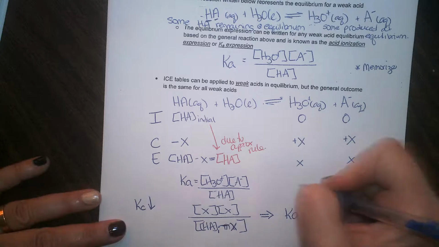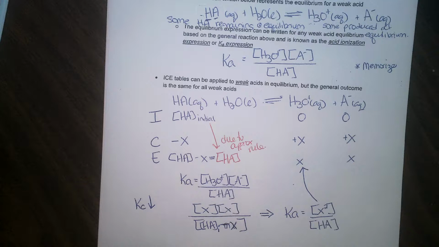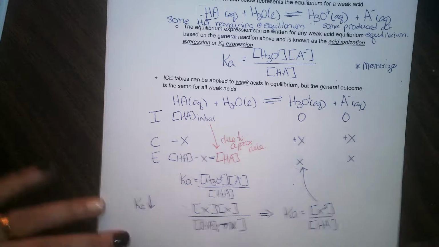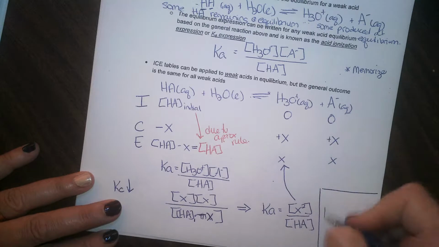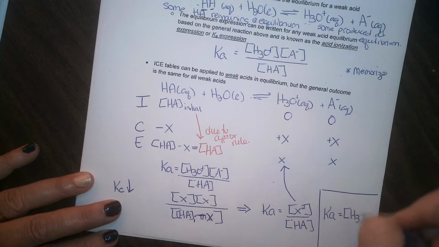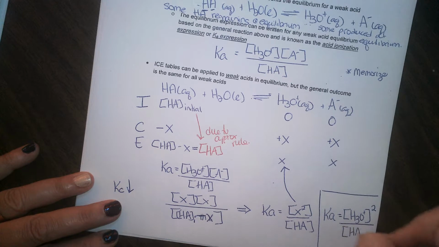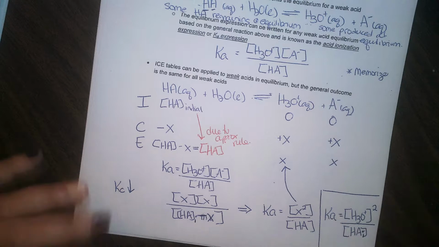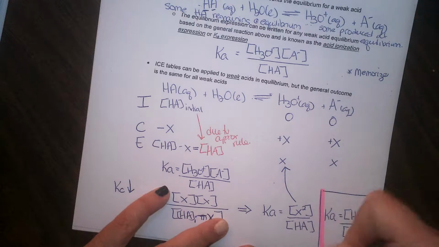Well, X here, when we're talking about an acid, is our H3O plus. So the actual formula becomes Ka is equal to the concentration of the hydronium ion squared divided by your acid concentration, the initial concentration of your acid. This is critical. You have to memorize this.